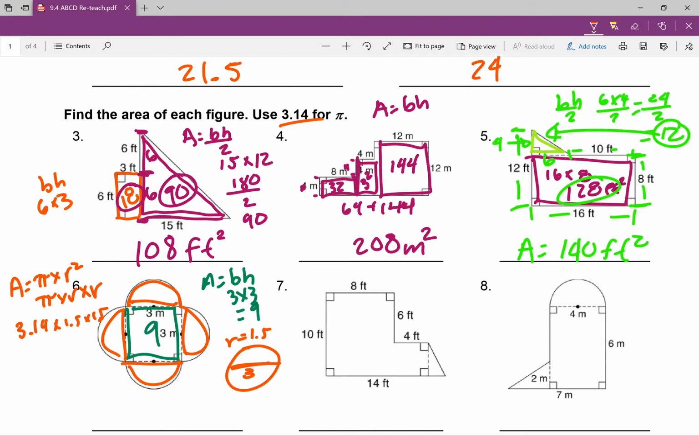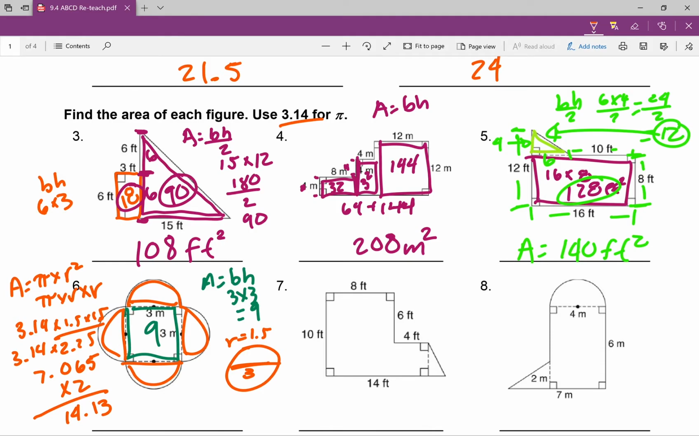1.5 squared is 2.25 times 3.14. When I multiply that, I get 7.065. However, that's just for one circle, but I have a total of 2 circles, so I gotta multiply that times 2. When I do that, I get 14.13.